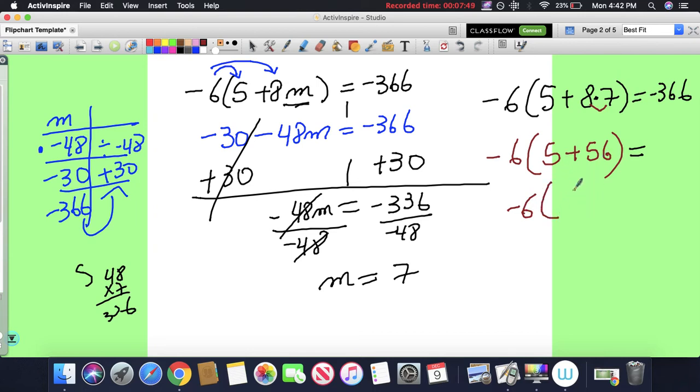5 plus 56 is 61. Now I can multiply these two. It's going to give me a negative number, right? And 6 times 1 is 6, and 6 times 6 is 36. Does that equal the other side? Yes, it does. Then we know we're correct. What was this, 21? 31.